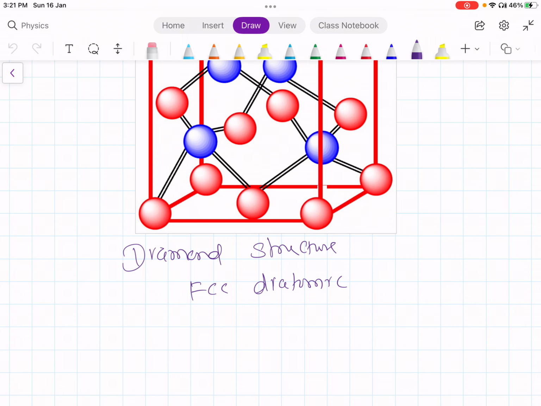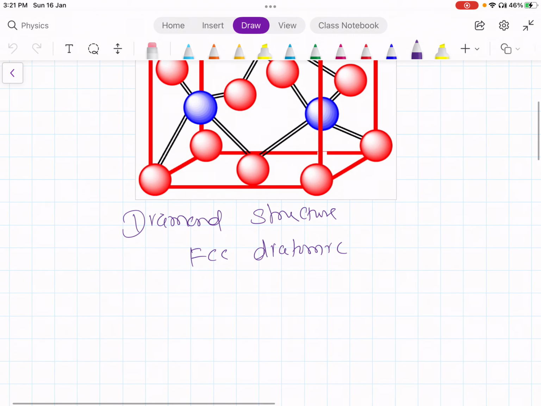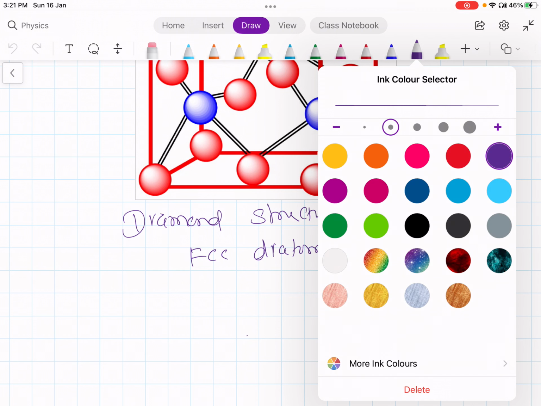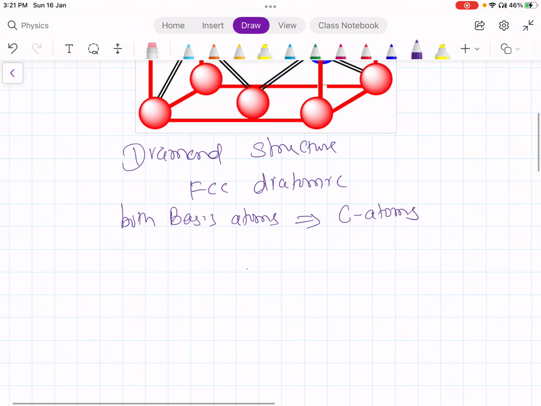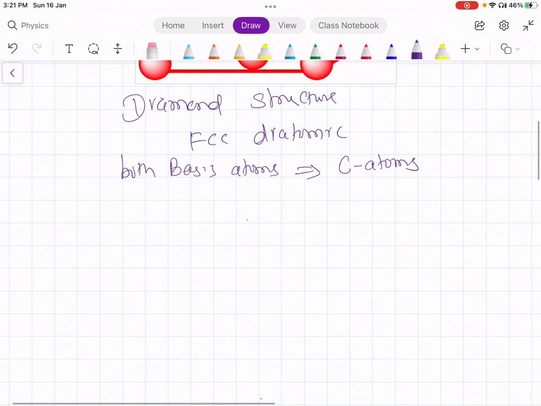One belongs to chlorine and the other belongs to sodium. But in the case of the diamond, which is FCC diatomic, both the basis atoms are carbon atoms. And as you know, a carbon atom has 4 valence electrons.